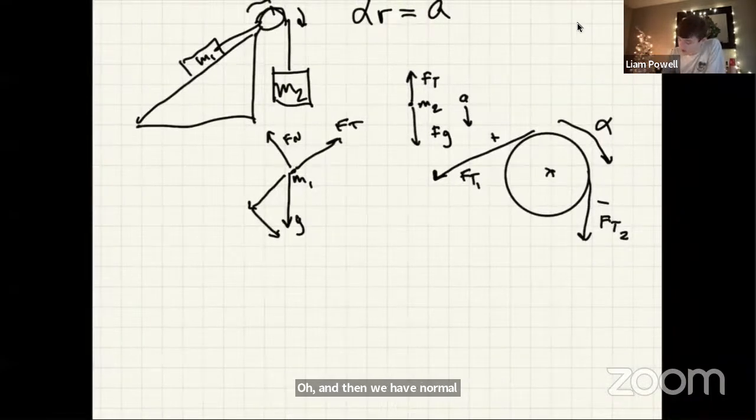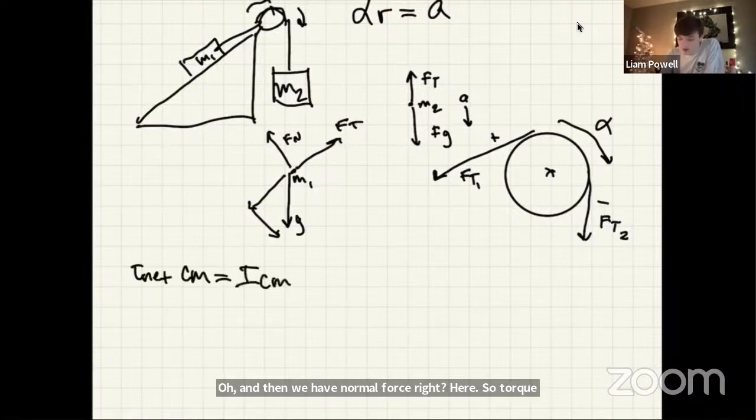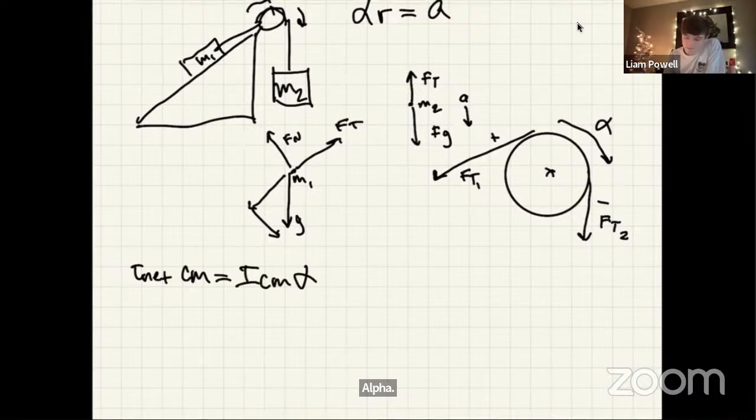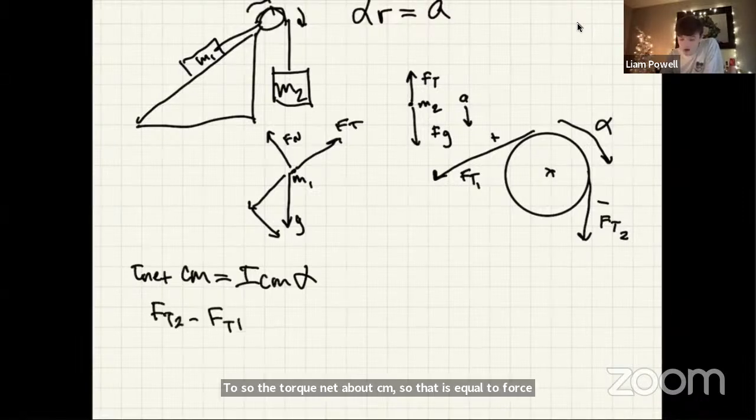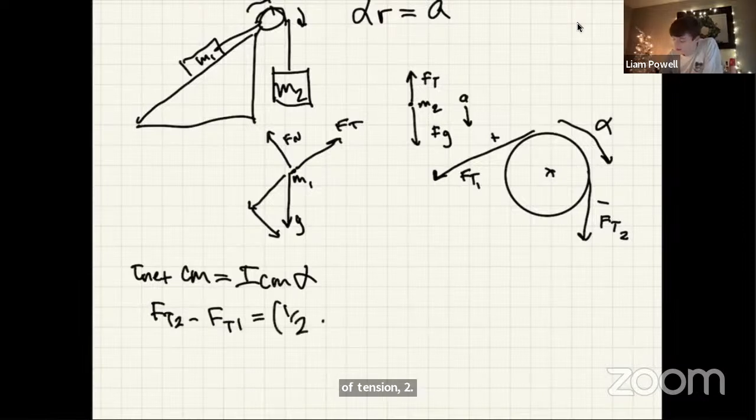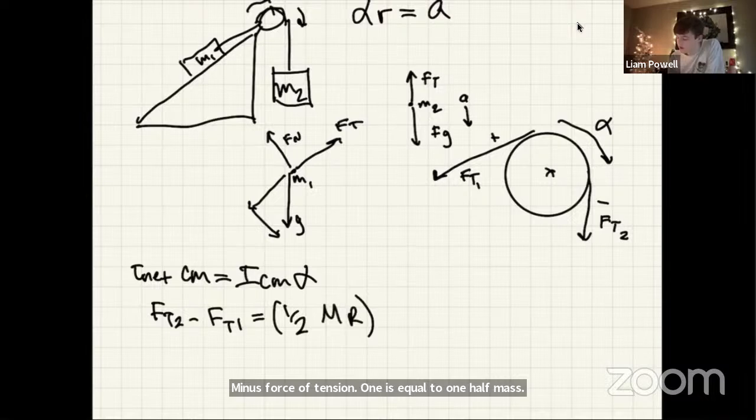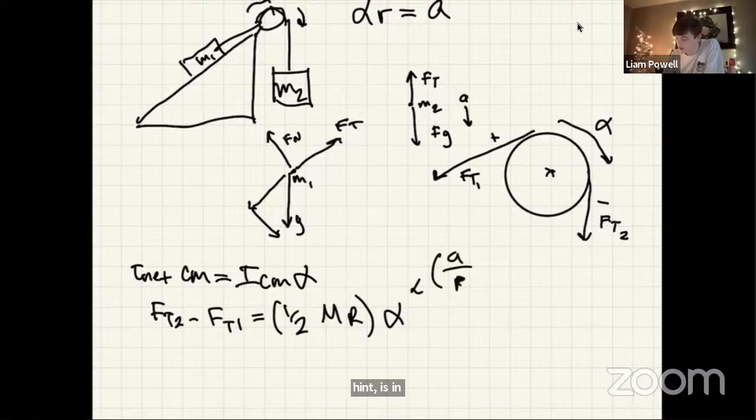So the net torque about the center of mass is equal to the moment of inertia for the center of mass times alpha. So the net torque is force of tension 2 minus force of tension 1, which is equal to 1/2 mass times radius squared, because that is for a circle or a cylinder, times alpha. And this is a little hint: alpha is regular acceleration over radius.